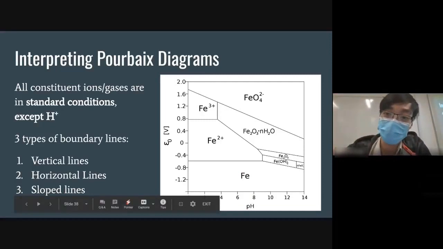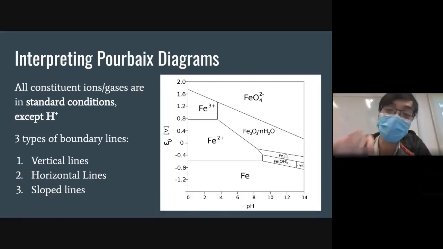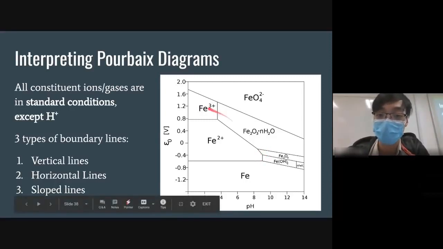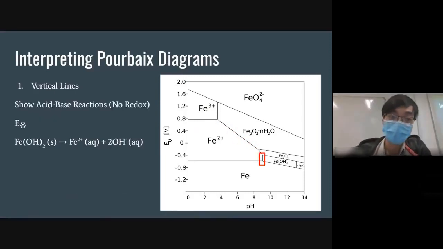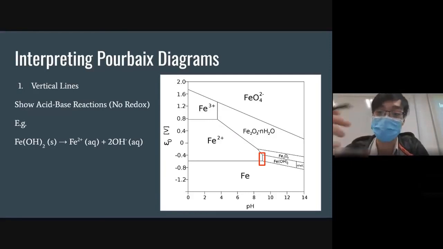Although the Pourbaix diagram is quite complicated, we're only really interested in the boundary lines between the different compounds. There are really 3 types of lines: vertical lines, horizontal lines, and these sloped lines. I'll explain what each of these lines actually means.